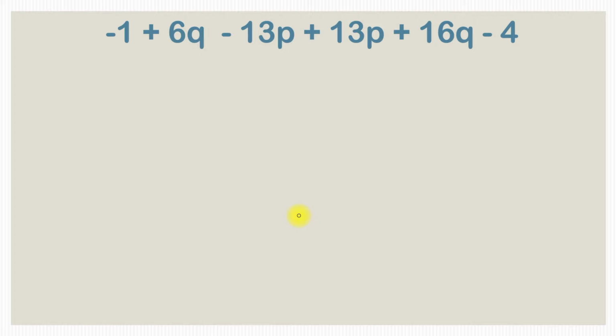In this video, we're going to take this algebraic expression and simplify it by combining like terms. Remember that like terms are terms with the same exact variable and exponent. Although, in this video, we're not going to worry too much about the exponents. We'll save that for a later video.